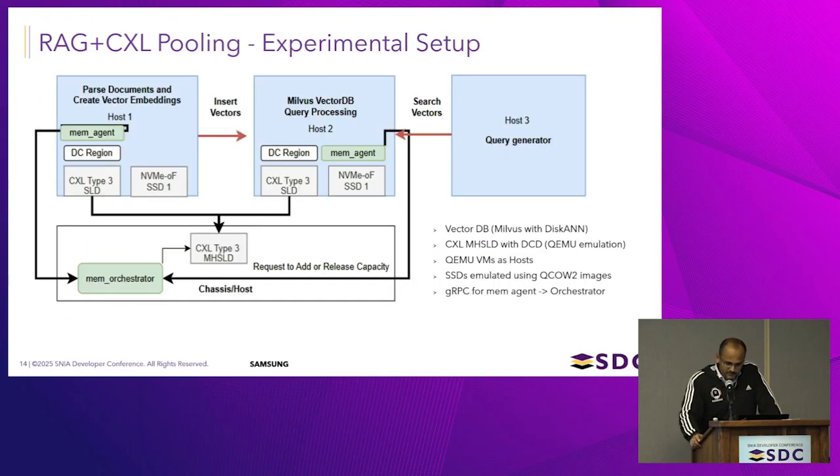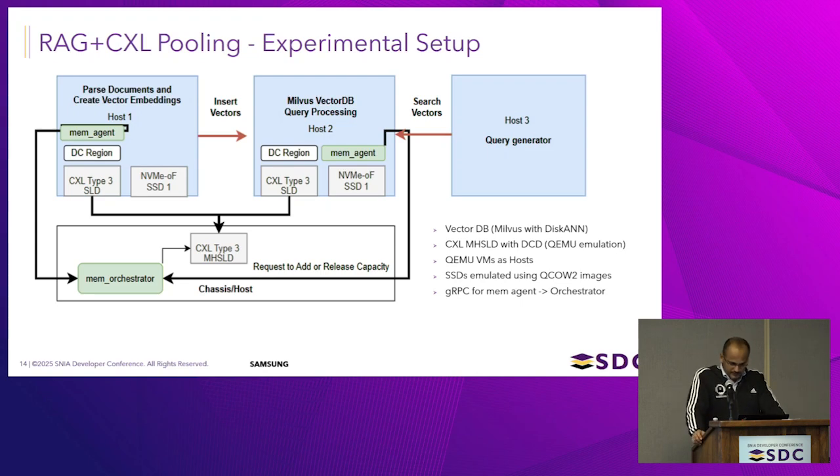This is the setup we used for verifying CXL memory pooling in the RAG pipeline. The key point here is that we used a hypervisor VM setup to create the experimental scenario. You can see that an MHSLD multi-headed CXL device is emulated in QEMU, in the hypervisor. There are three VMs performing different roles of the RAG pipeline in this setup.